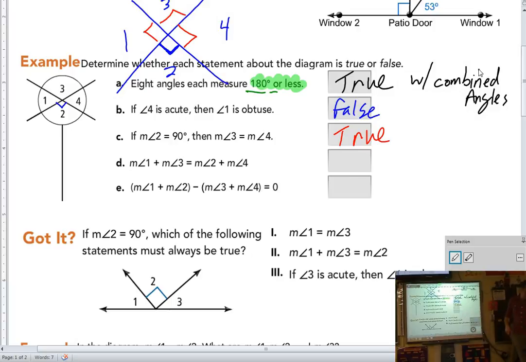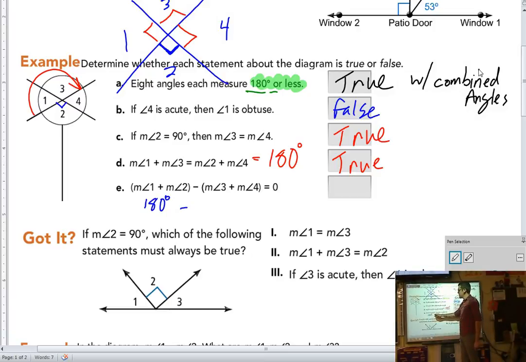D, Mr. Smith, 1 plus 3, so this combined angle is equal to 2 plus 4. Is that true or false? True. Because what would they both equal? Well, they would both equal 180. And Elena, angle 1 plus angle 2 minus angle 3 plus angle 4 equals 0. True. Because 1 and 2 are 180. 3 and 4 are 180, and that equals 0. That is true.